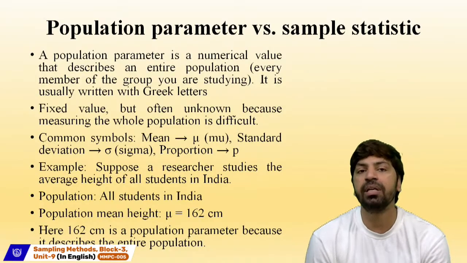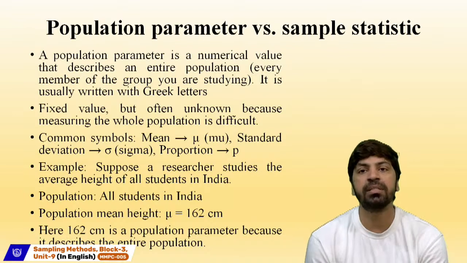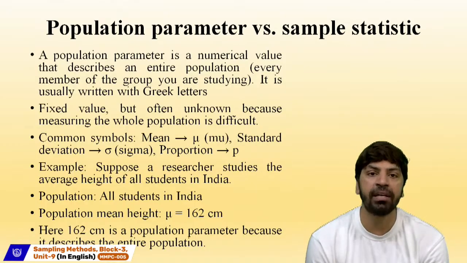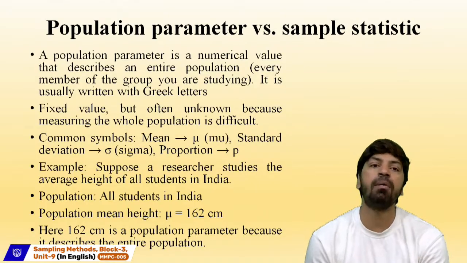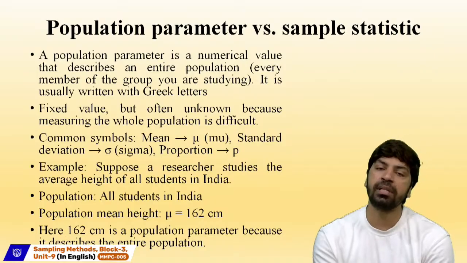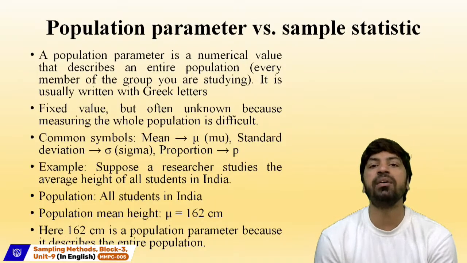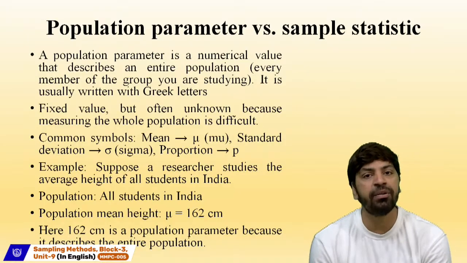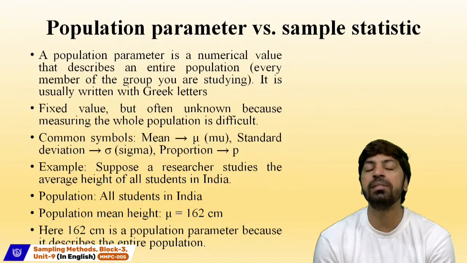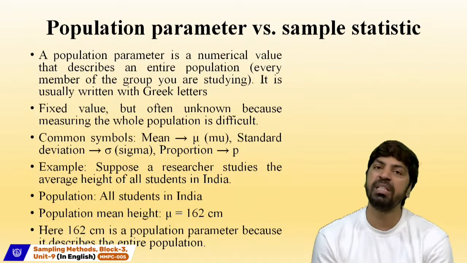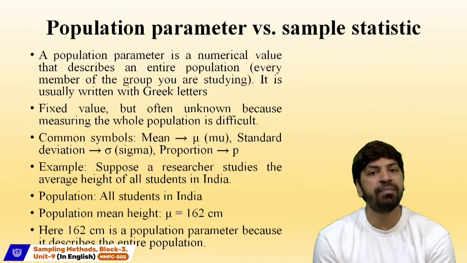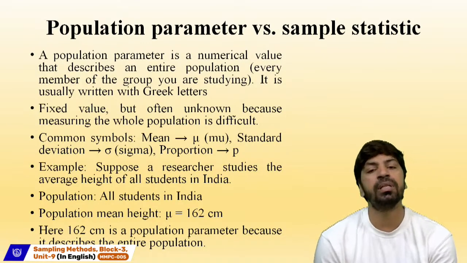So the next section is population parameter versus sample statistic. The population parameter refers to a numerical value that describes the entire population. That means every member of the group is included in your study. It is usually written with Greek letters. That means it is a fixed value, but sometimes it could be an unknown value, because measuring the whole population could be difficult.